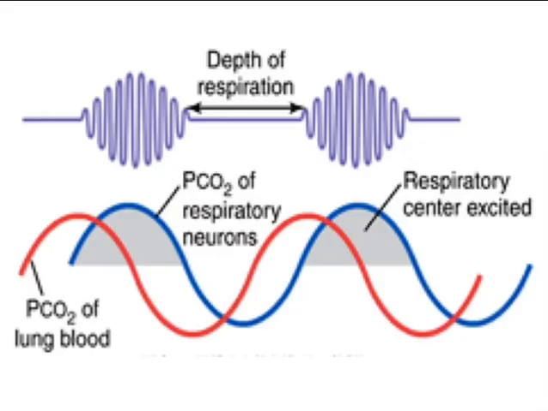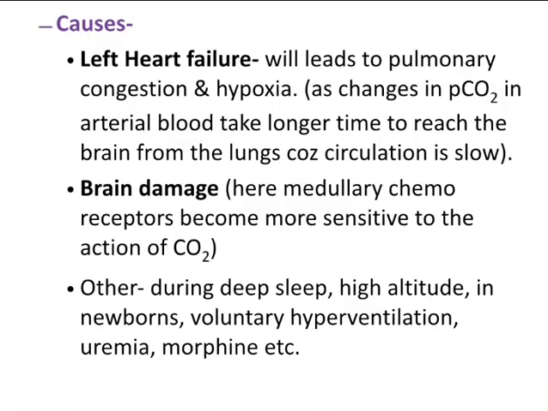In this figure you can see a graphical recording of Cheyne-Stokes breathing. Over here first you can see there is an increase in respiration followed by a decrease in respiration. Again there is an increase in respiration followed by a decrease in respiration. If we talk about causes of Cheyne-Stokes breathing, then it is seen in left heart failure. It is also seen in brain damage. In physiological conditions, it will be seen during very deep sleep. Even it is seen at high altitude and in newborns. It is also seen in voluntary hyperventilation.